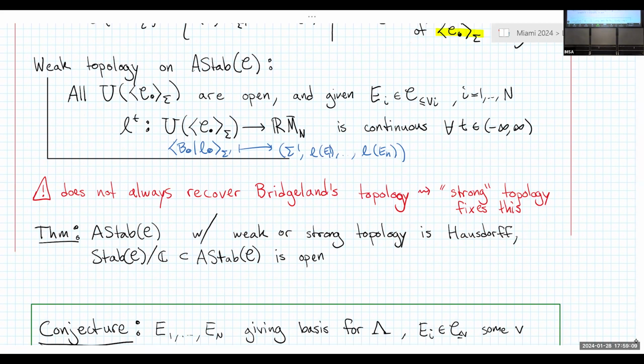But anyway, the theorem is that this space of augmented stability conditions, with the weak topology, defined as the weakest topology such that the U's are open and these L functions are continuous, is a Hausdorff space. And that this subset of actual stability conditions is open. And it's true for the strong topology because the strong topology is the weak topology plus a slightly stronger condition on nets to be convergent.